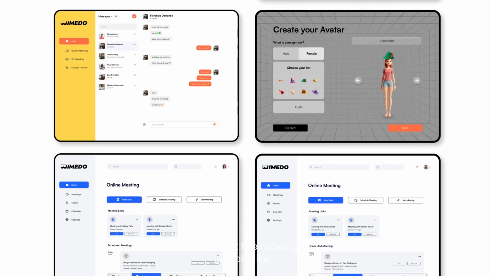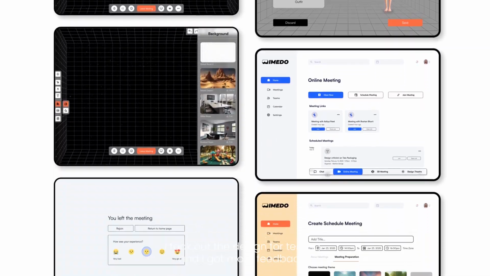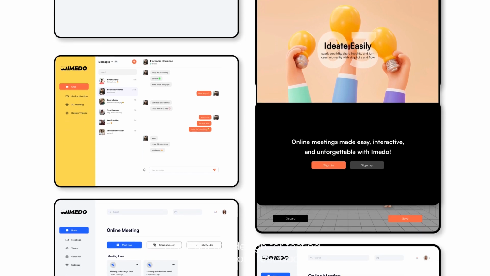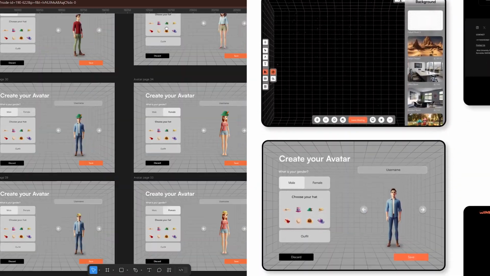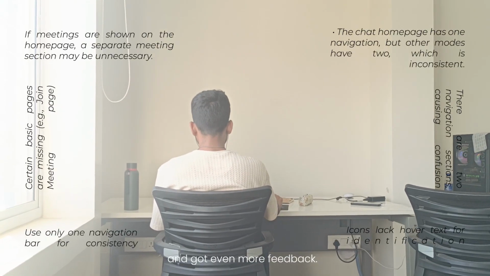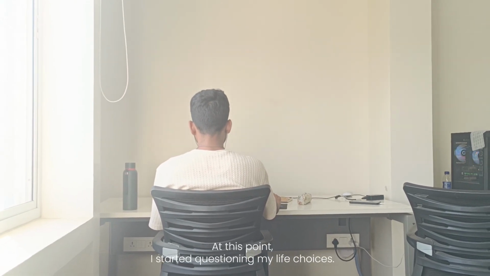So this is what the redesigned UI looks like. I took out the design for testing and I got more feedback. I redesigned the UI again and got even more feedback. At this point, I started questioning my life choices.